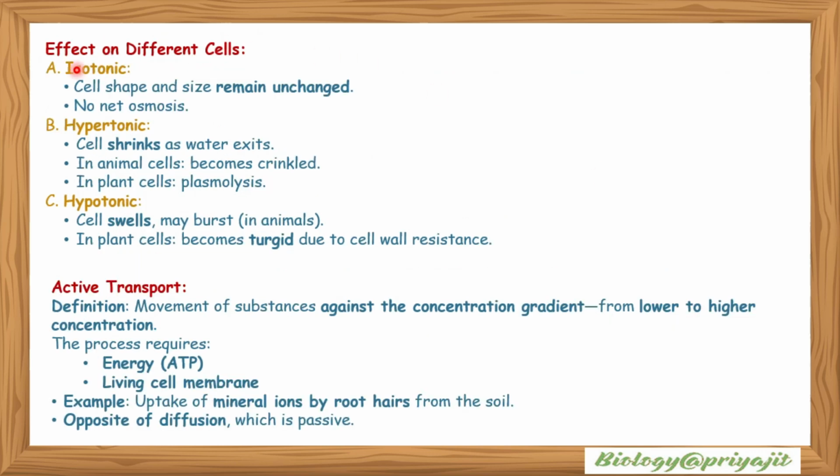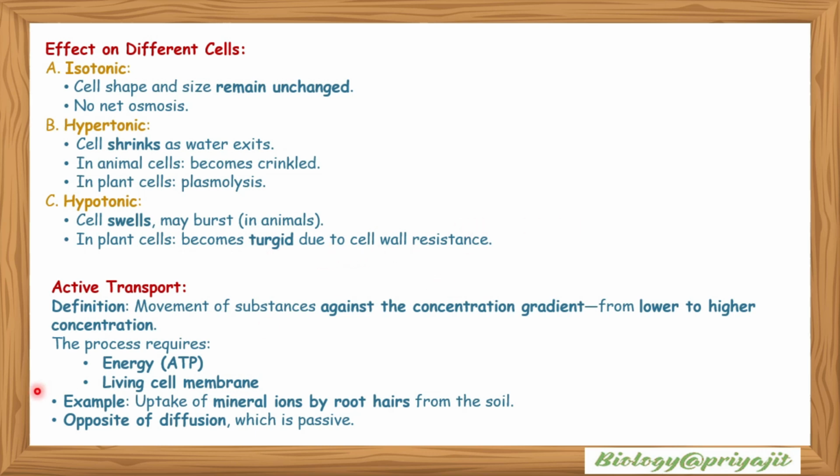Effect on different cells. In case of isotonic solution, cell shape and size remain unchanged. No net osmosis. Hypertonic solution: the cell shrinks as water exits. Animal cells become crinkled and in plant cells plasmolysis occurs. In hypotonic solution, the cell swells and may burst in animals. In plant cells it becomes turgid due to cell wall resistance.